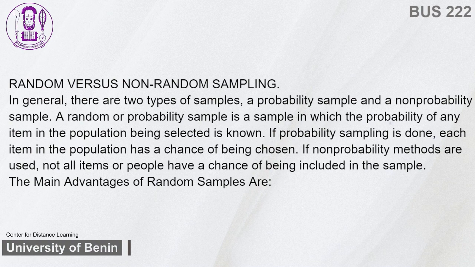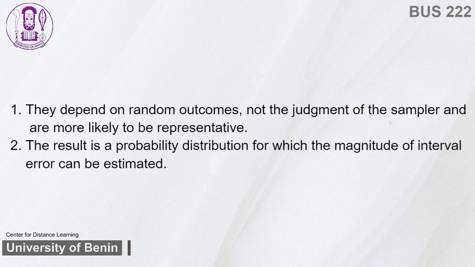The main advantages of random samples are: 1. They depend on random outcomes, not the judgment of the sampler, and are more likely to be representative. 2. The result is a probability distribution for which the magnitude of interval error can be estimated.